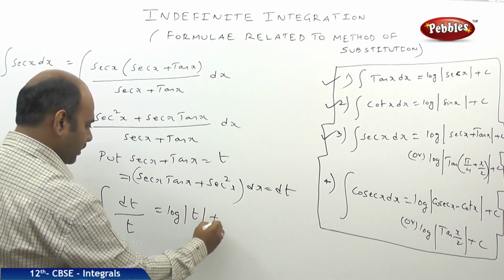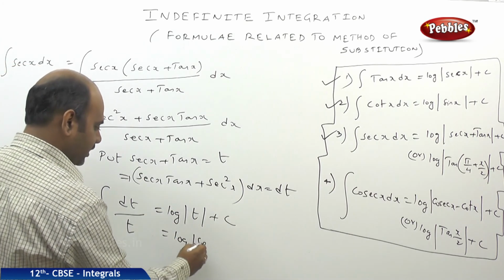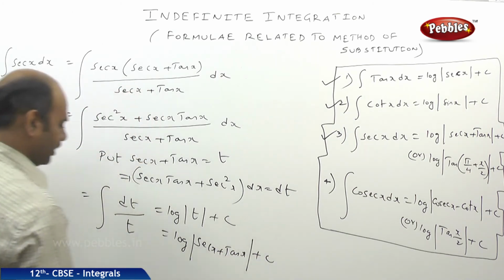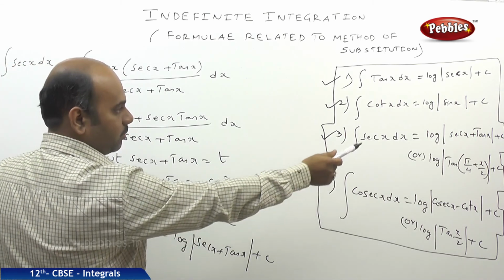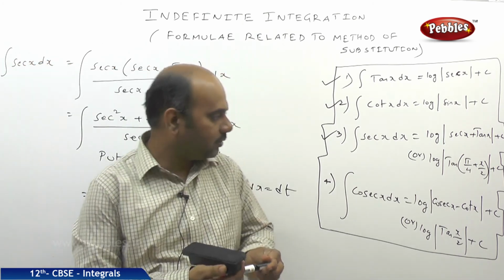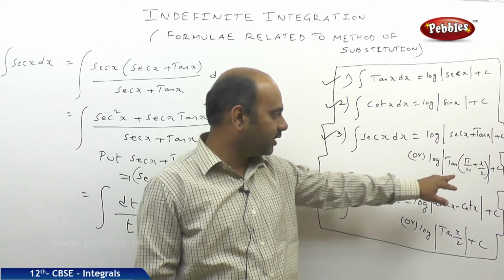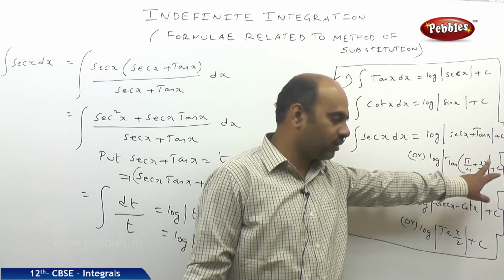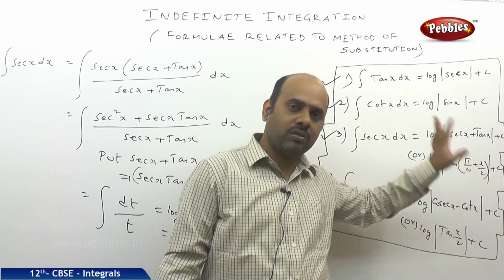log mod t plus c, but in place of t I will be substituting secant x plus tan x plus c. So finally we have derived that the integral of secant x is equal to log mod secant x plus tan x plus c, right? But in some textbooks or competitive exams you will find the integral of secant x dx equal to log mod tan of pi by 4 plus x by 2 plus c. That also we will be seeing. Both are 100% right and you should remember both formulas.